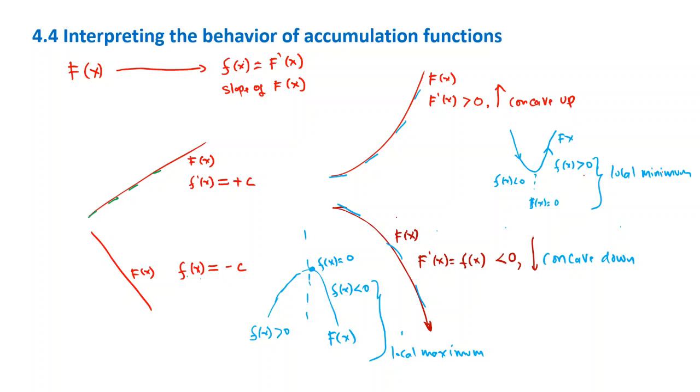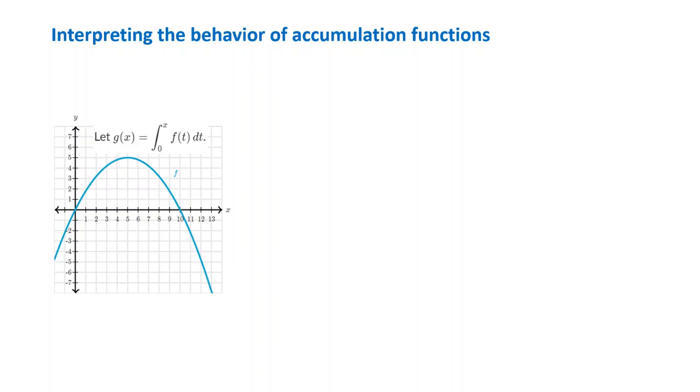So you see here that we can link between the derivative of a function and the shape of the initial function. Okay, there's an example here. Let's say we have f(x) here. This one is f(x), so it's the derivative of g(x). g(x) is defined as the integral from 0 to x of f(t) dt.